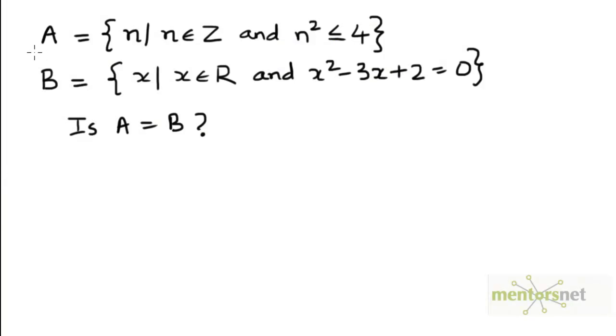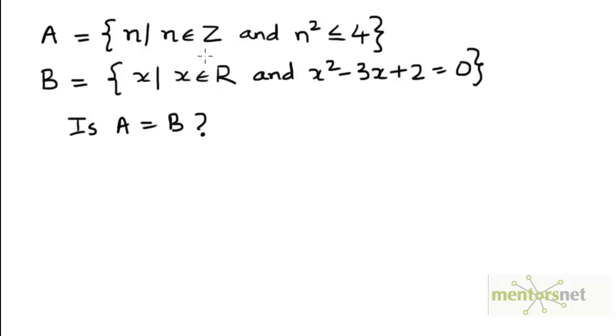Here's another problem of the same kind. You're given two sets A and B and you're asked whether A is equal to B. The set A is the set of all numbers n such that n is an integer and n square is less than or equal to 4. The set B is the set of all real numbers x, which also satisfy the property that x square minus 3x plus 2 is equal to 0. So is the set A equal to the set B?